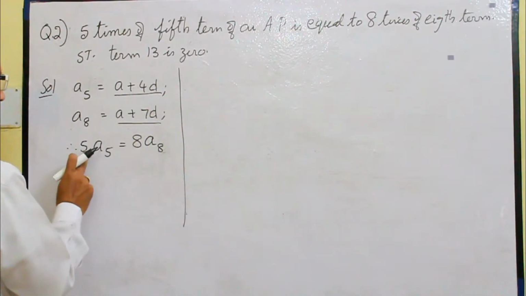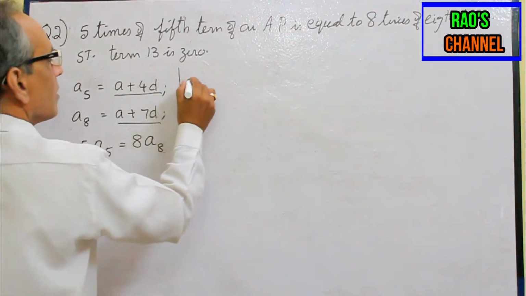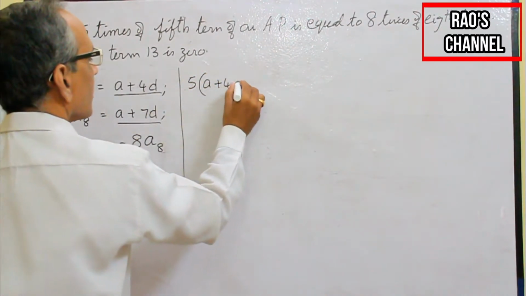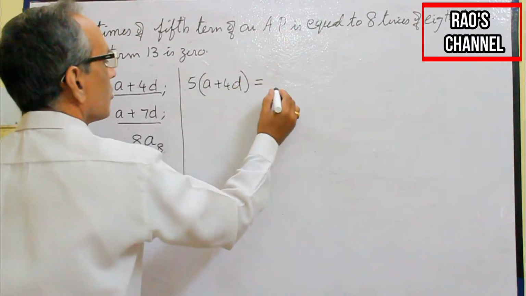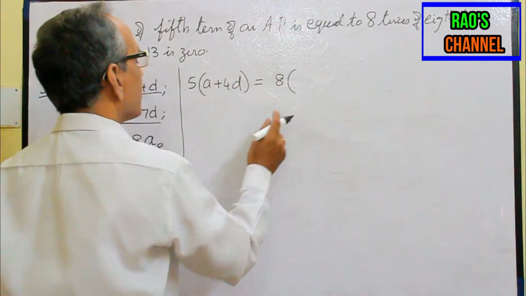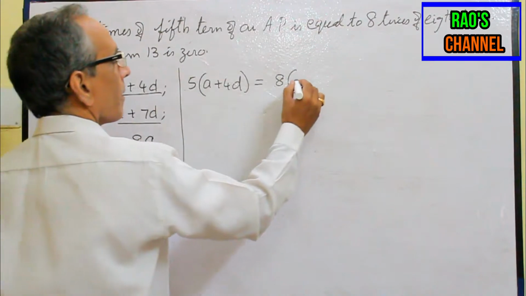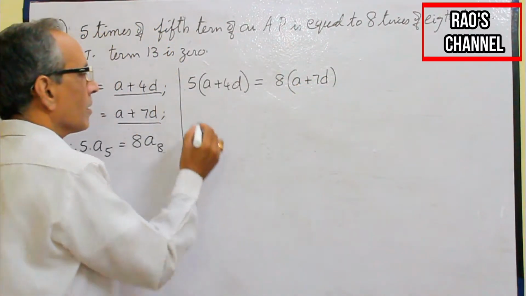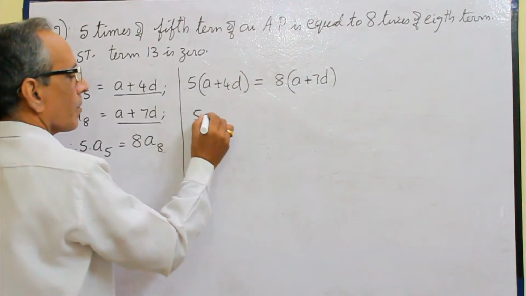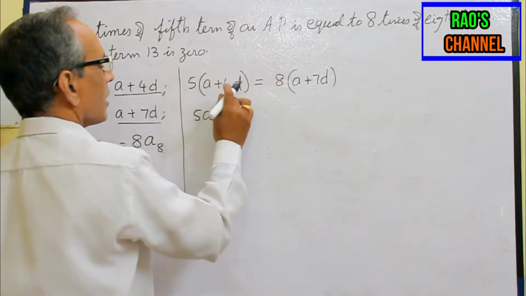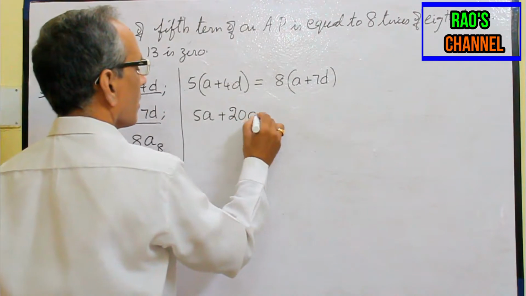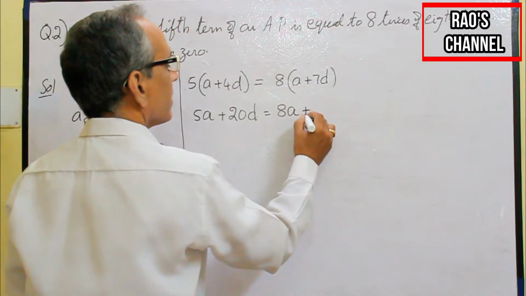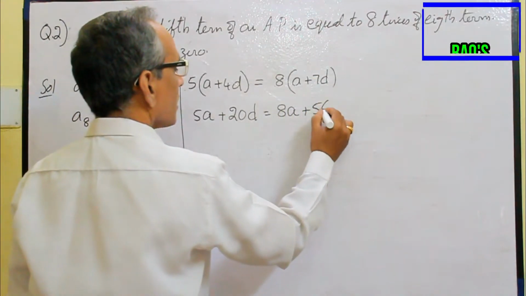So 5 times term 5, that is a plus 4d, is equal to 8 times the 8th term, that is a plus 7d. Let me compute. 5a plus 5 4s are 20d, equal to 8a plus 8 7s are 56d.